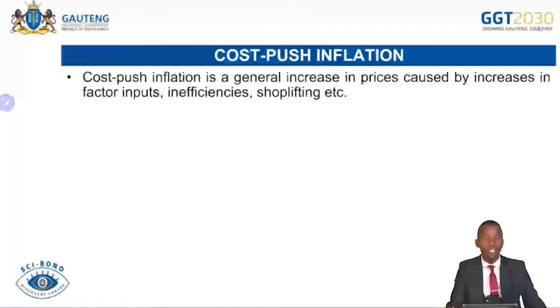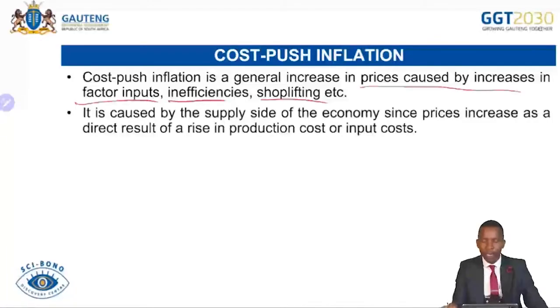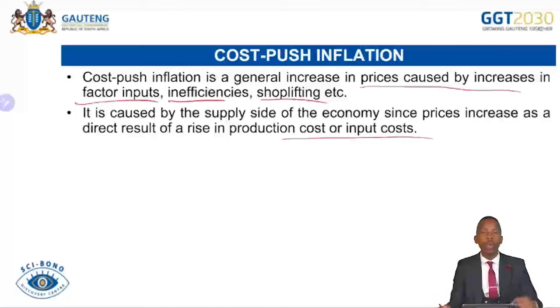And then the cost push inflation. Cost push inflation is the general increase in prices caused by an increase in factor inputs. So in this case, we talk about those key inputs within the manufacturing sector that will always affect the selling price of goods and services, including inefficiencies and other factors. It is caused by the supply side of the economy, since prices increase as a direct result of a rise in production cost or input. As I've said before, if the cost of production or PPI increases, it always informs changes in prices for consumer goods and services.